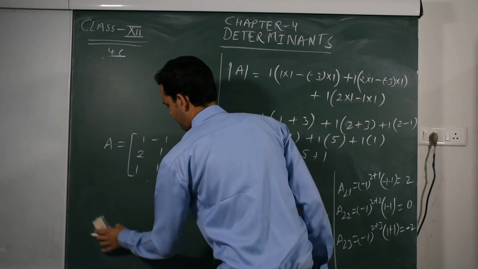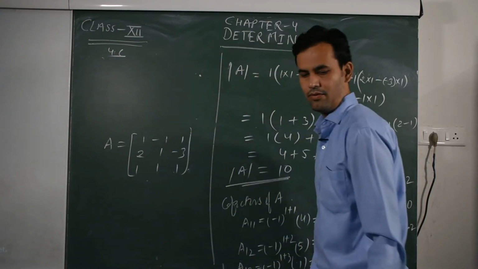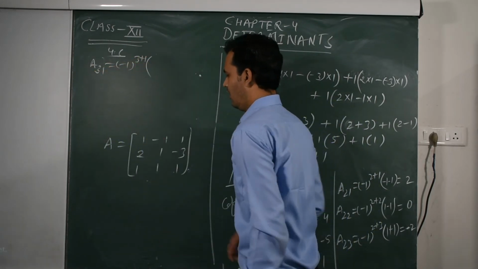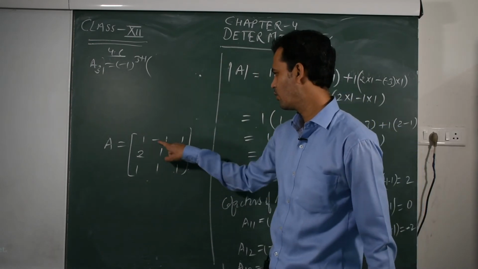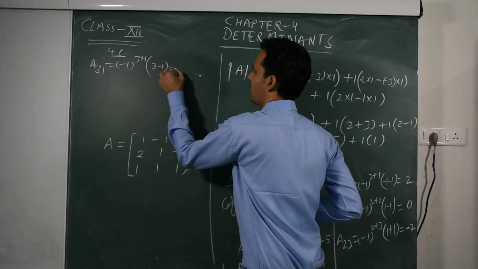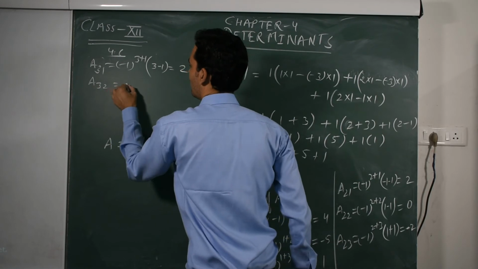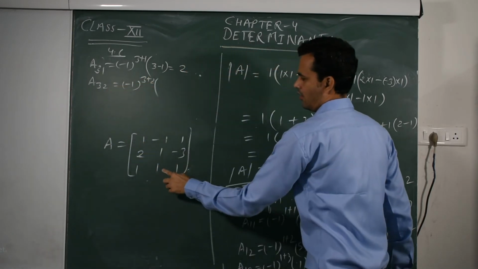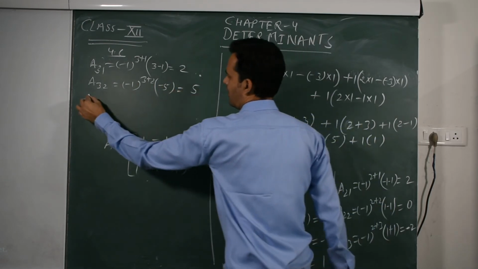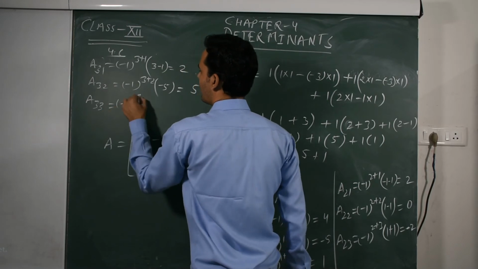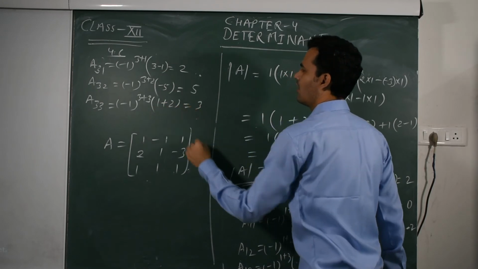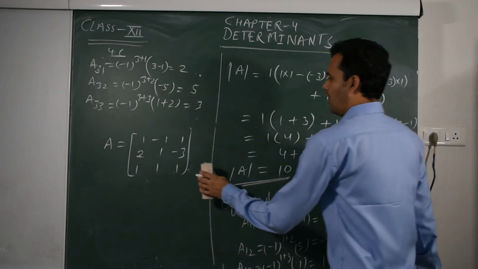Now the remaining 3 cofactors we will find here. A31, minus 1 to the power 3 plus 1, the cofactor of this element is this into this, 1 into 3, minus 1 into minus 3, so 3 minus 1, which means 2. A32, minus 1 to the power 3 plus 2, this element. So minus 3 minus 2, minus 5, minus minus plus 5. And A33, the cofactor of the last element, this: 1 plus 2 equals 3. So these are the 9 cofactors of A.